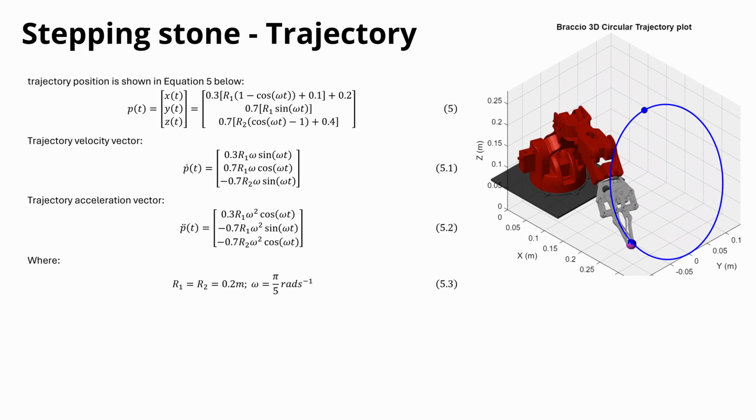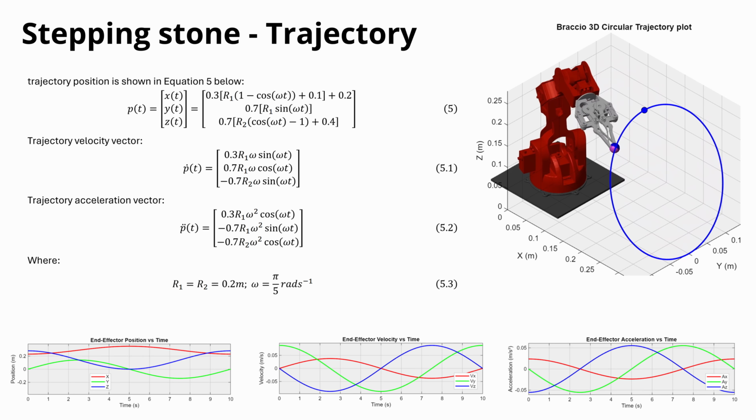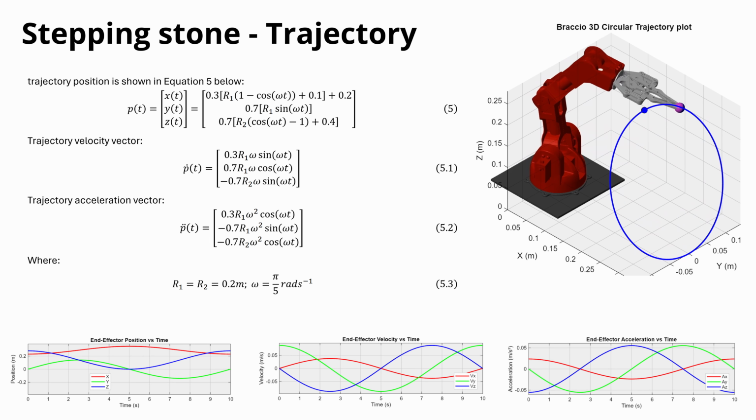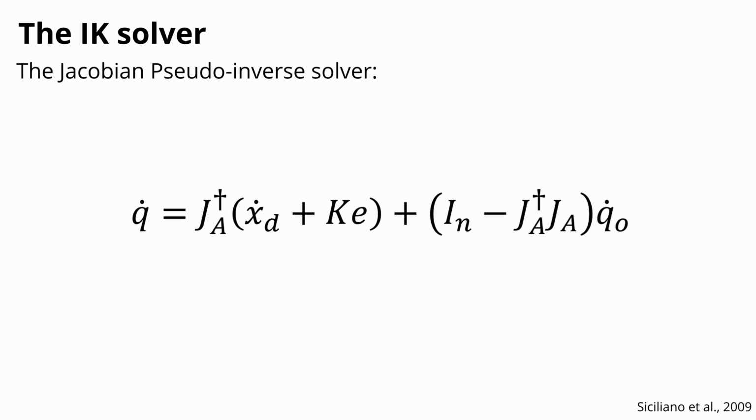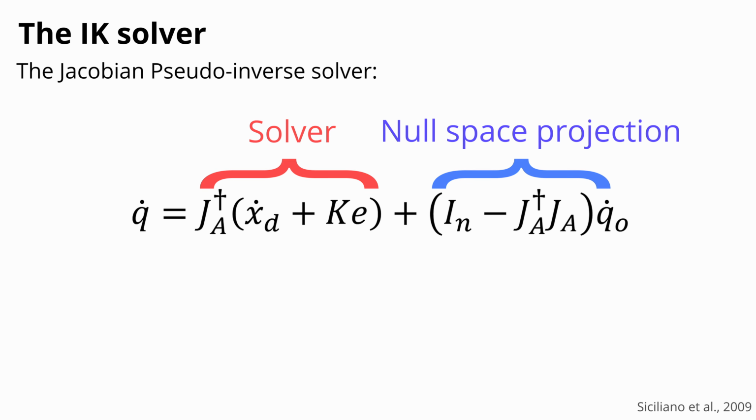Inverse kinematics needed a trajectory to track. Basic trig functions were used to create a circular 3-dimensional trajectory that lies easily within the manipulator's working area. Finally, we can look at the inverse kinematic solver. A Jacobian pseudo-inverse solver was selected. The solver consists of a solver and a null space projection element.